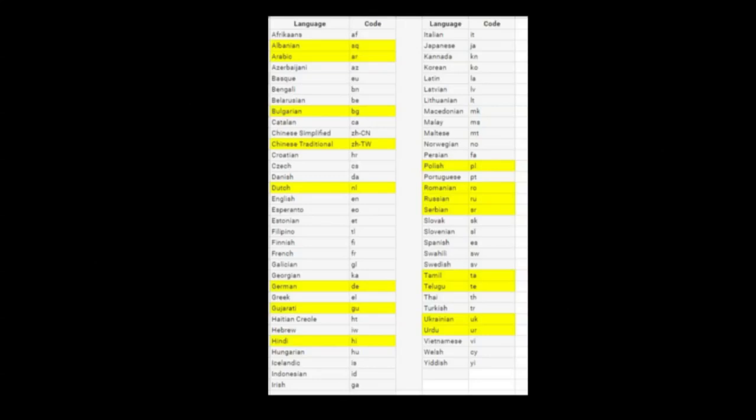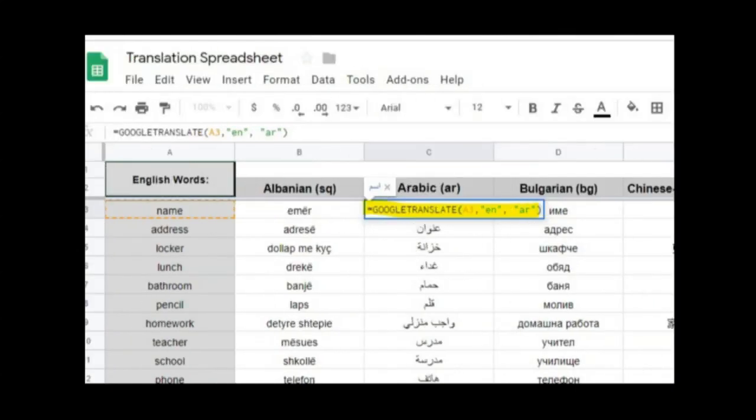But the codes have a 2-letter abbreviation, and so it's very easy in your Google document. All you have to do to put in the formula is click on the cell, type equals GoogleTranslate, do your parenthesis, the cell in which you want it to translate, quotes, an EN for English, end quote, comma, and then in quotes the abbreviation for the language.